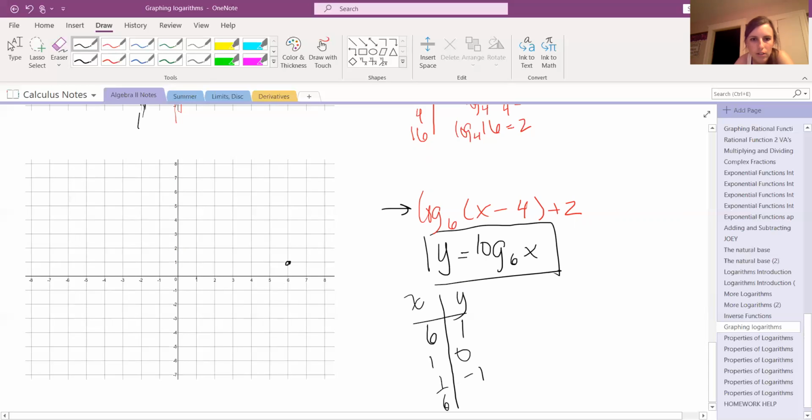So I'm going to quickly do the original one. 1/6, -1. I start with my standard vertical asymptote of 0. And I'm really close to the vertical asymptote, not touching it. Here we go. And here, think, how am I shifting here? This is right 4, up 2. So I have a new vertical asymptote at x equals 4. Okay, 1, 2, 3, 4, up 2. 1, 2, 3, 4, up 2. And 1, 2, 3, 4, up 2. There you go.